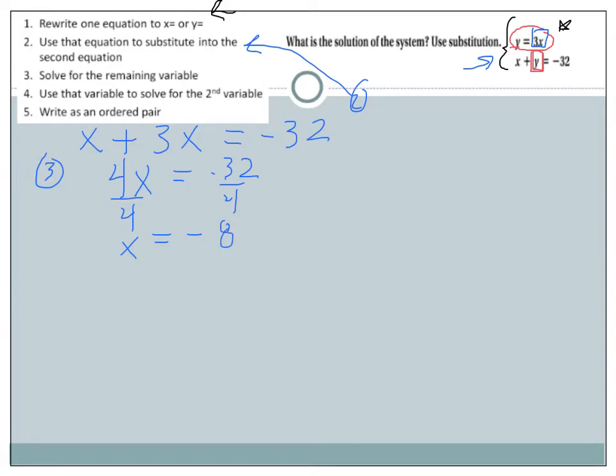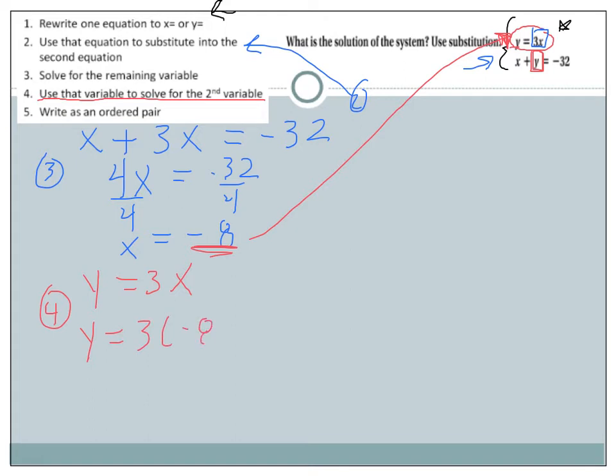Now for my step 4, I have to use that variable to solve for my other variable. I already have an equation that has y equals, so I'm going to use that first equation again. y equals 3x. So this is my step 4. Since I solved for x and got x is equal to -8, I'm going to use that information to help me solve for y. So I'm going to plug -8 in for x.